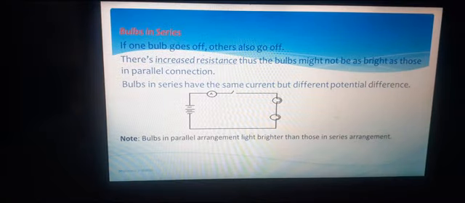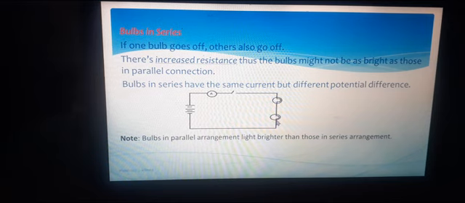Bulbs in series: if one bulb goes off, the others also go off. There is an increased resistance, so the bulbs might not be as bright as those in parallel connection. Bulbs in series have the same current but different potential difference. For example, this bulb is in series with this one, sharing one switch. Therefore, the current must pass through one bulb so that it can go to another. So if one goes off, the other also does not light.